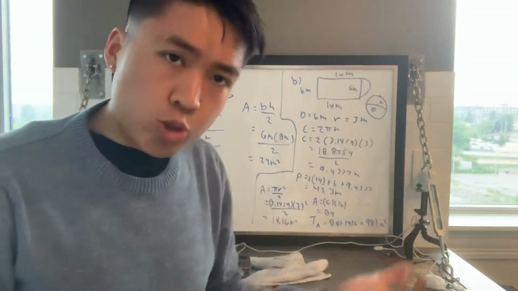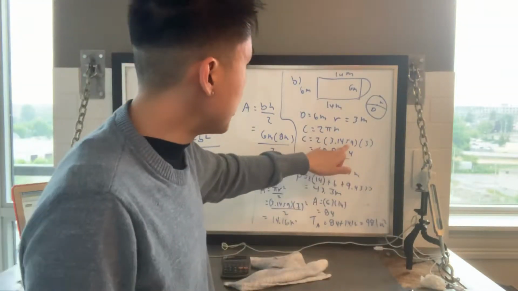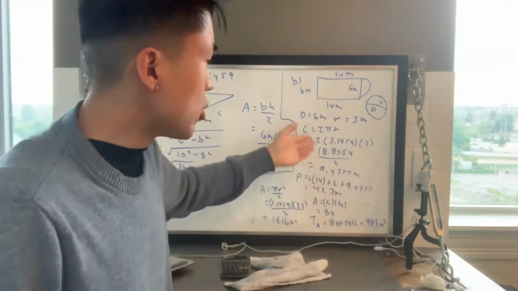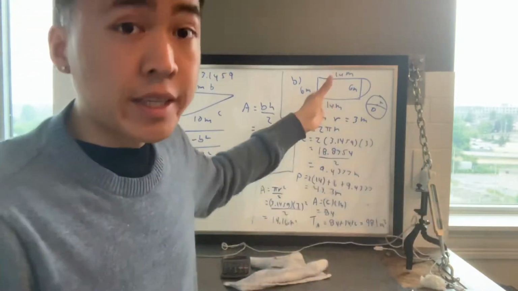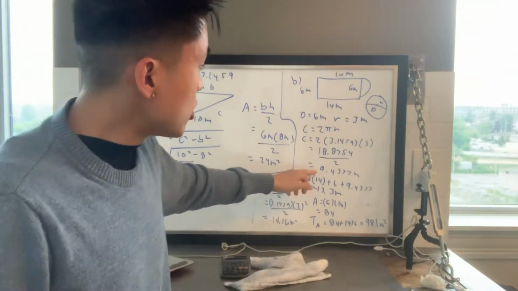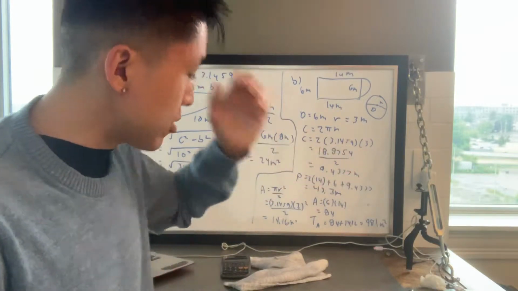But we don't want the whole circle. We want half the circle. So we divide that value by 2. So really, we could have just done the circumference in this question as pi times r. So I get 9.4377 meters.